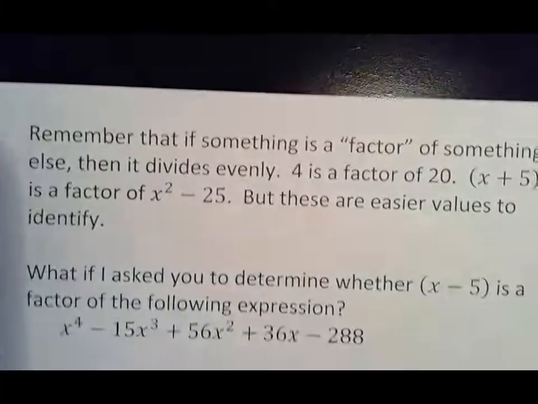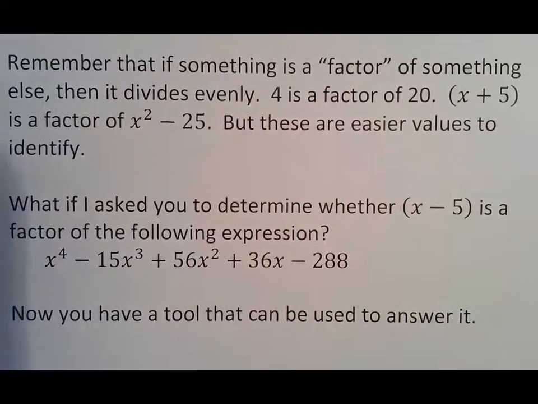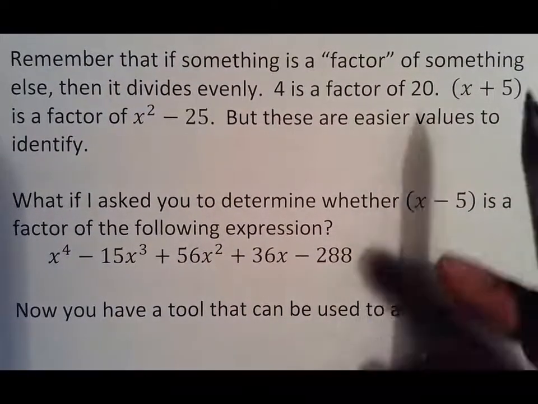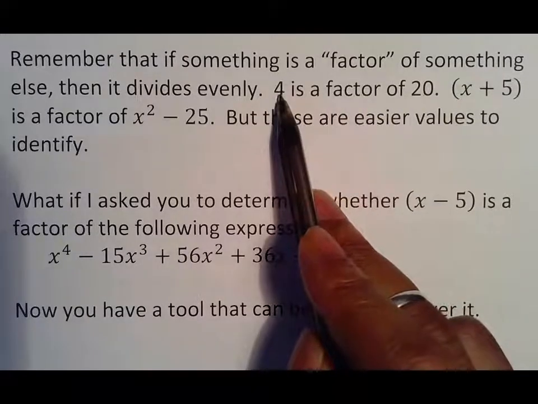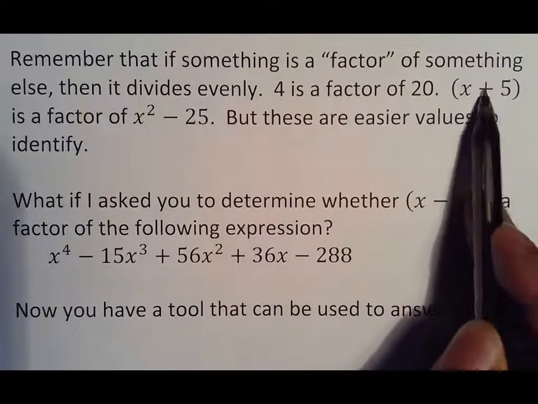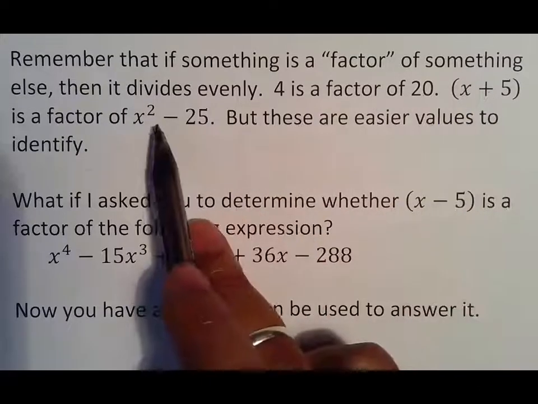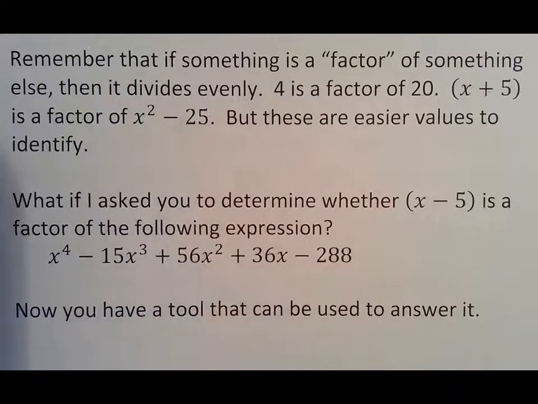Something is a factor, I believe it's on the back part. Something is a factor of another number if it divides evenly. 4 is a factor of 20 because 20 divided by 4 is 5, remainder 0. X plus 5 is a factor of this because it divides in clean. But those are easier values to identify.